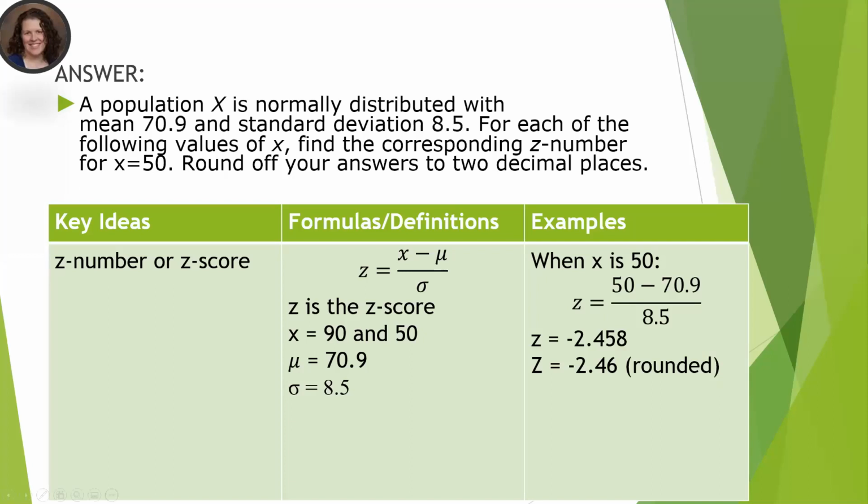So here's our answer. In this case, we were looking at an x of 50. The only difference between last time and this time is we put a 50 here. Everything else is the same. Notice our answer is negative because 50 minus 70.9 was negative. If we were looking at our bell curve, the z-score that we just found would be about right here. And the z-score that we found last time will be on the other side.